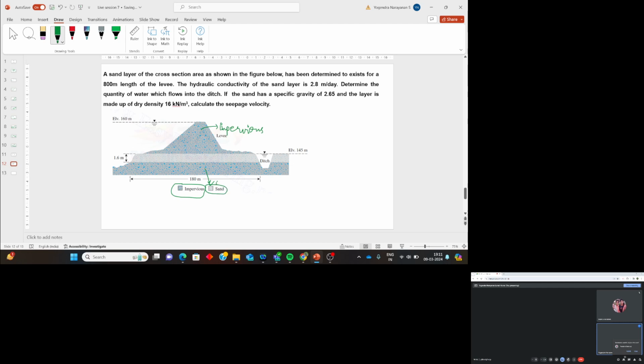Okay, sir. Now the hydraulic conductivity of the sand layer is 2.8 meters per day. So this is the sand layer. Its hydraulic conductivity is K equal to 2.8 meters per day. Determine the quantity of water which flows into the ditch. Now, what are all the informations you have?